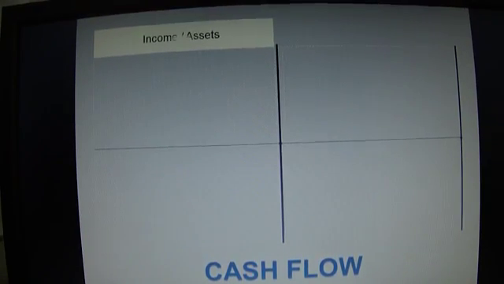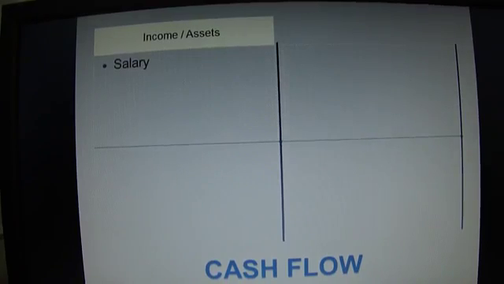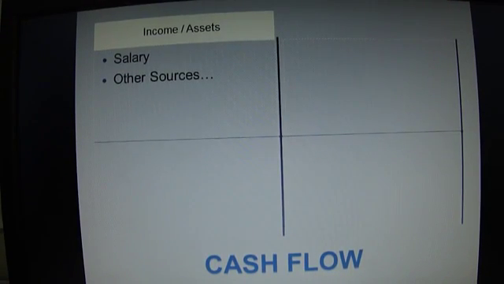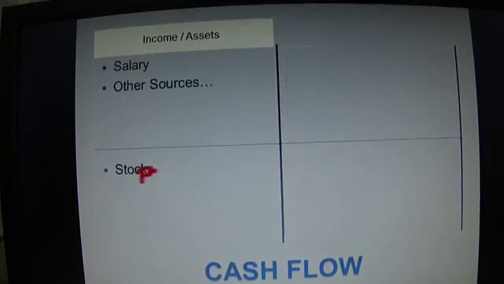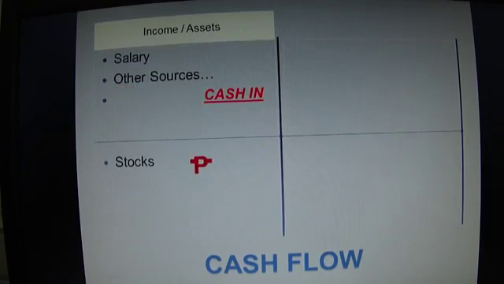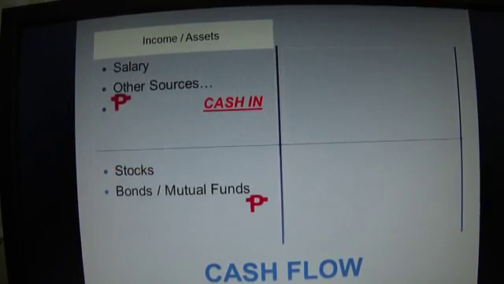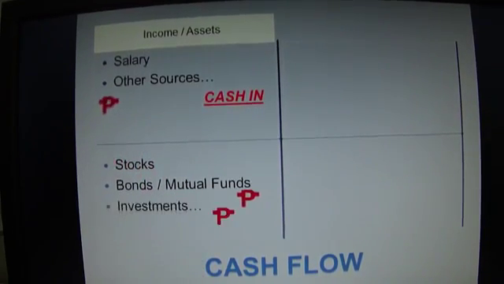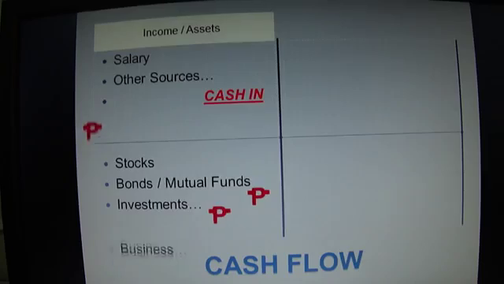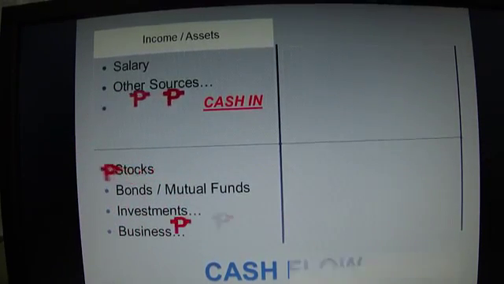Okay, now our next slide is our cash flow. Look at our income and asset column. Cash is flowing into our pocket, moving slowly and even more slowly if you don't generate any other sources of income. We have our stocks, cash is flowing in. We have bonds, mutual funds. We have our investments, and we have our businesses.